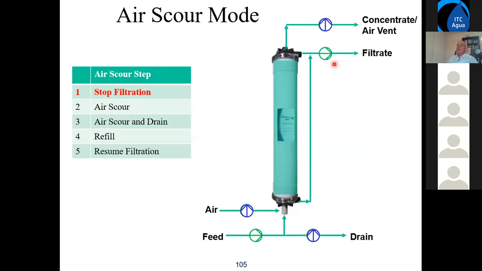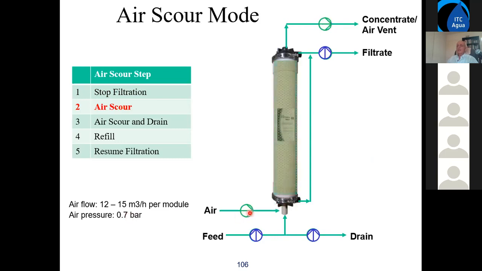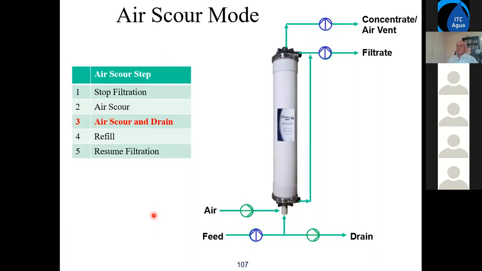It shows the valves, which valve is open, which valve is closed. We stop filtration and close the valves. Now the air scouring: we open the air scouring valve, in this case with 12 to 15 cubic meters per hour per module, pressure 0.7 bar. To drain, we force the water out by air, closing everything except the drain. Then refill and resume filtration.